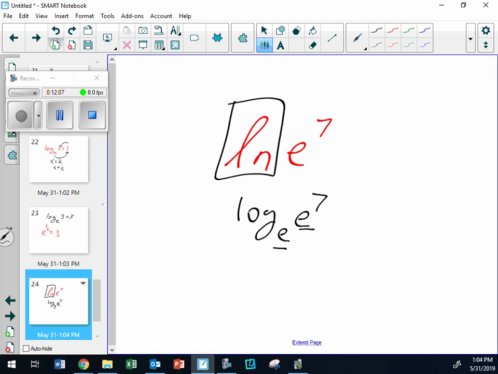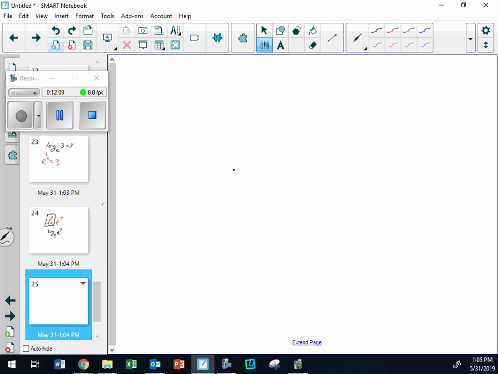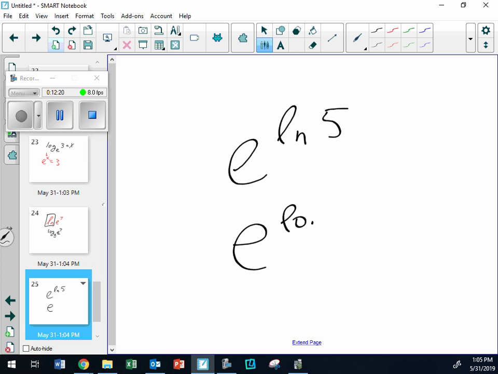Why do I say that the answer is already there? What if it was like this? e to the ln 5. What did I say to replace ln with? So e to the log base e of 5. Are the bases the same? So the answer is already there. So the answer is what? 5.